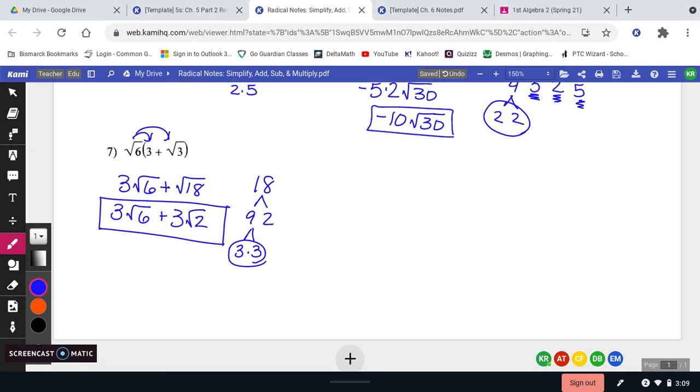Okay, so that's a quick reminder about how we can work with radicals.